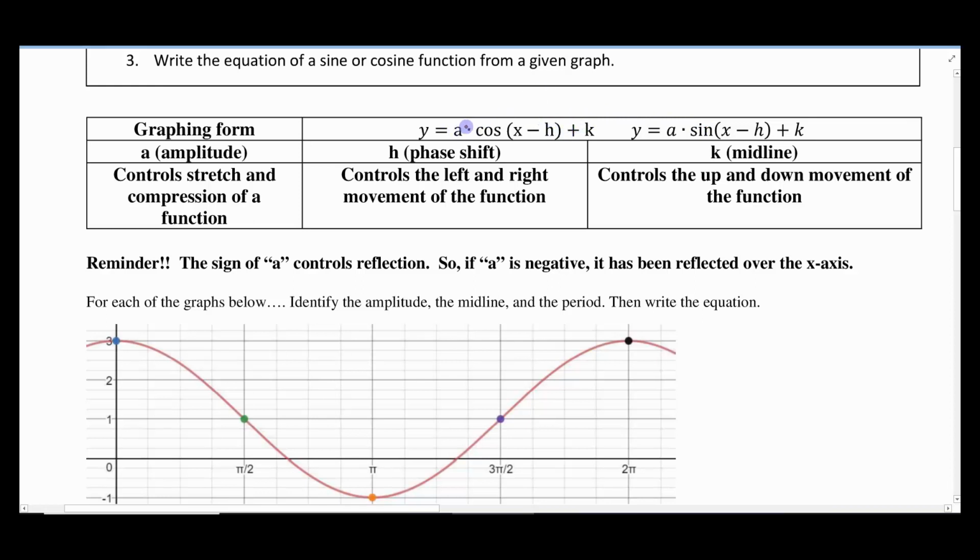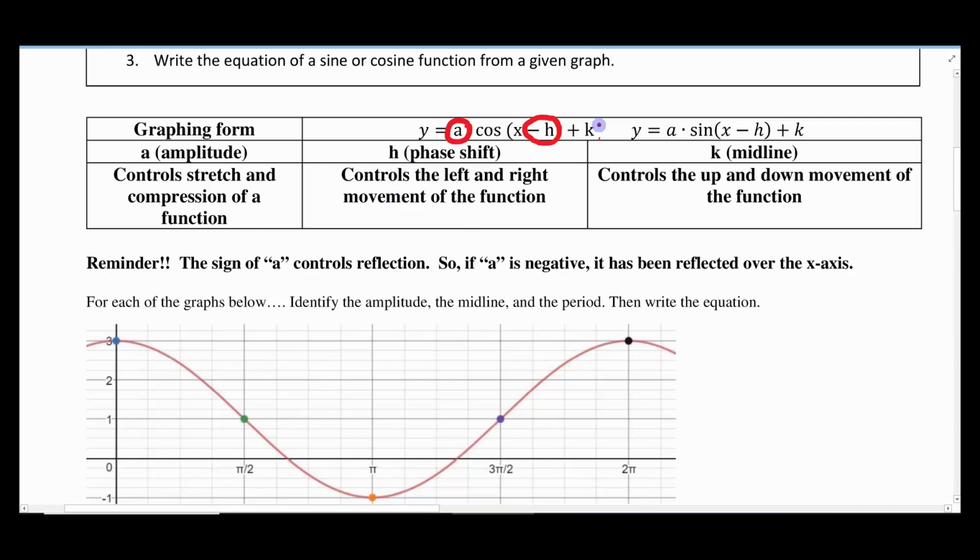Okay, so this A value that we see here controls the amplitude, right? And the amplitude is essentially the distance from the midline to the highest point on the graph, which is our stretch and compression of the function. So if I want to stretch our sine wave or our cosine wave and make it skinnier or wider, this is the parameter that we change. All right, the phase shift, which is controlled by the h value inside of the parentheses, controls left and right movement. So if I want to slide my wave to the right or to the left, this is the parameter that controls that.